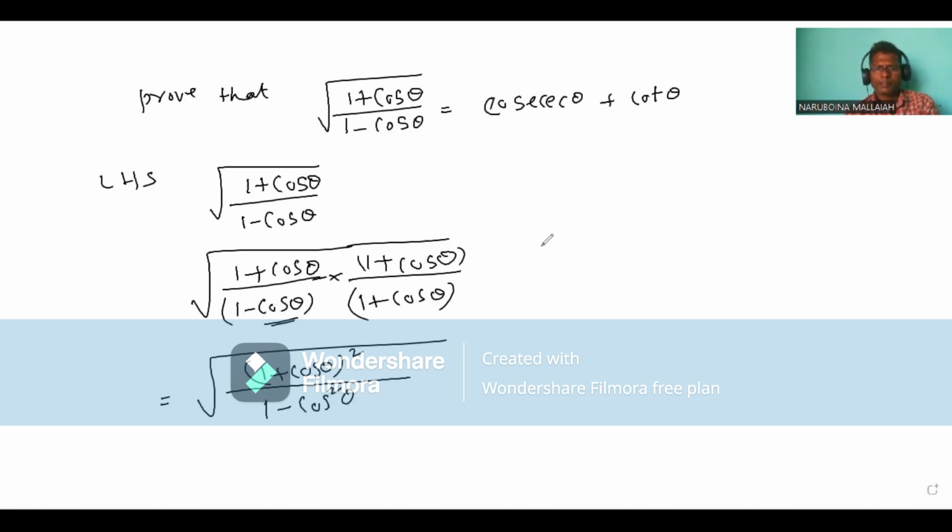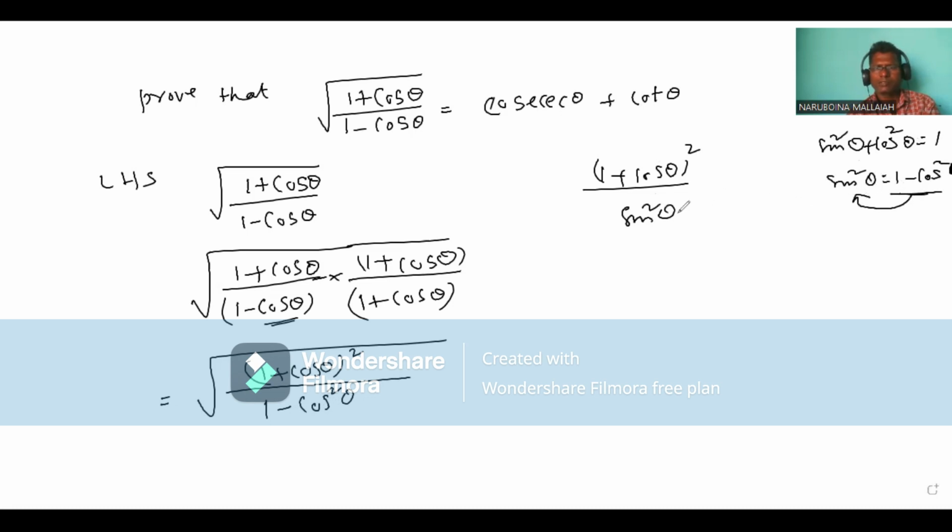Now (1 plus cos theta) whole square stays as it is, and 1 minus cos square theta we have to change. We know sin square theta plus cos square theta is equal to 1. From this, sin square theta is equal to 1 minus cos square theta. So here instead of 1 minus cos square theta, we can write sin square theta.